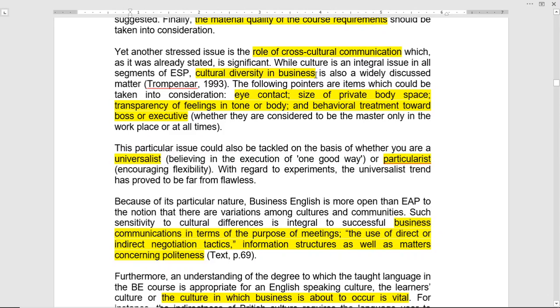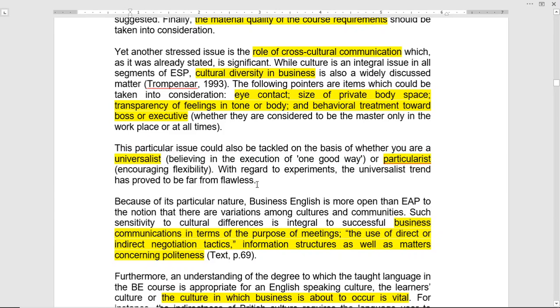For example, based on the cultural differences, the eye contact, size of private body space, social distancing in a way I would call it, transparency of feelings in tone or body, it depends on culture to culture, and behavioral treatment towards boss or executive. So this particular issue could also be tackled on the basis of whether you are a universalist, believing in the execution of one good way, or particularist, encouraging flexibility.